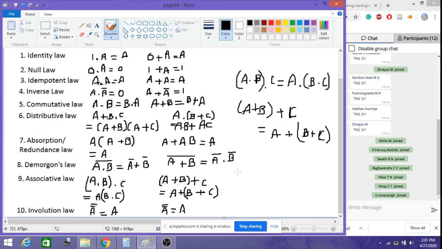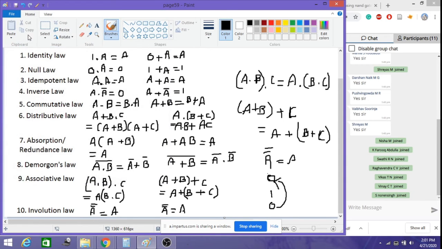Next, last one is the involution law. So involution law is nothing but the double complement of A will result in A itself. For example, let us consider A is equal to 0. So then its complement will be 1. Once again you take the complement, it will remain to be 0. So it means the double complement of any term will remain the same. So this is the involution law. Now let us look into some of the proofs and examples here.